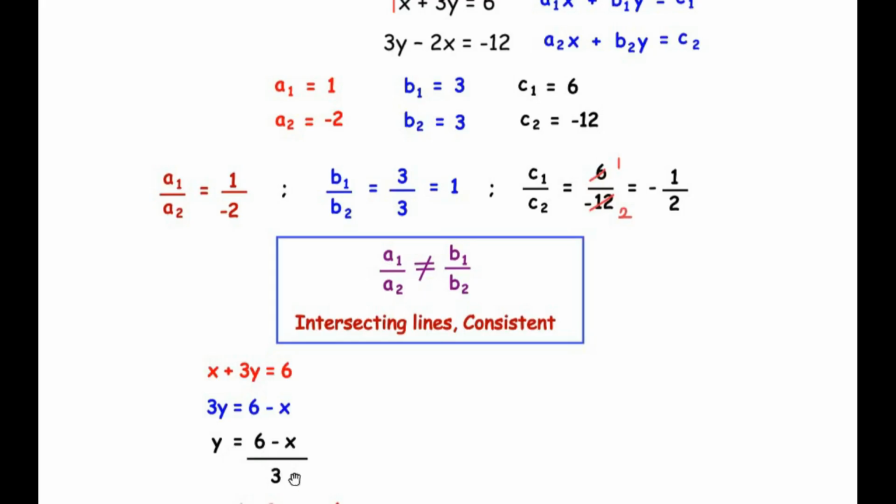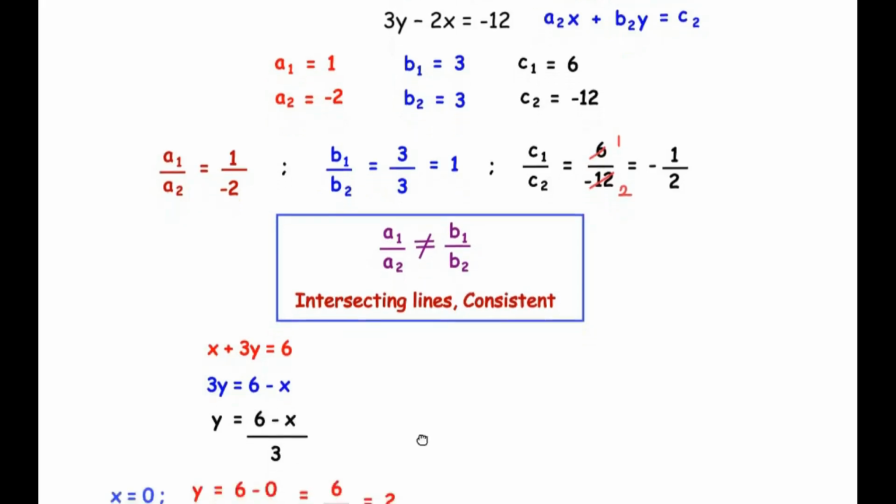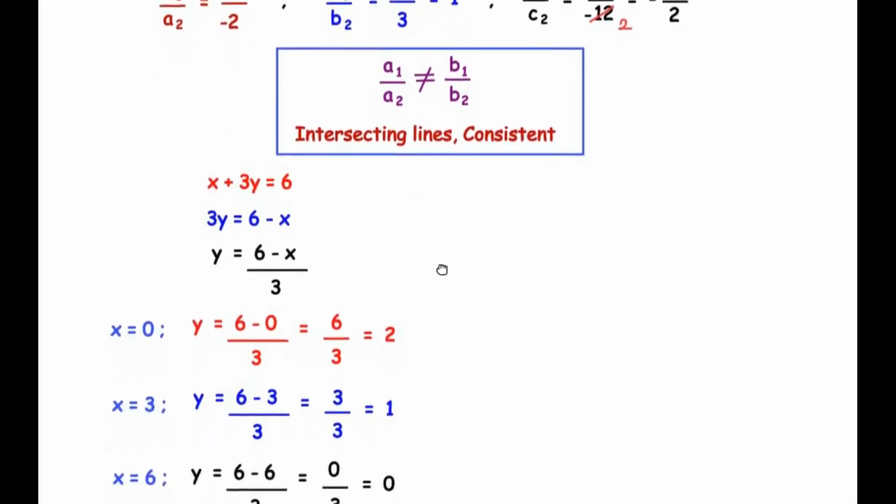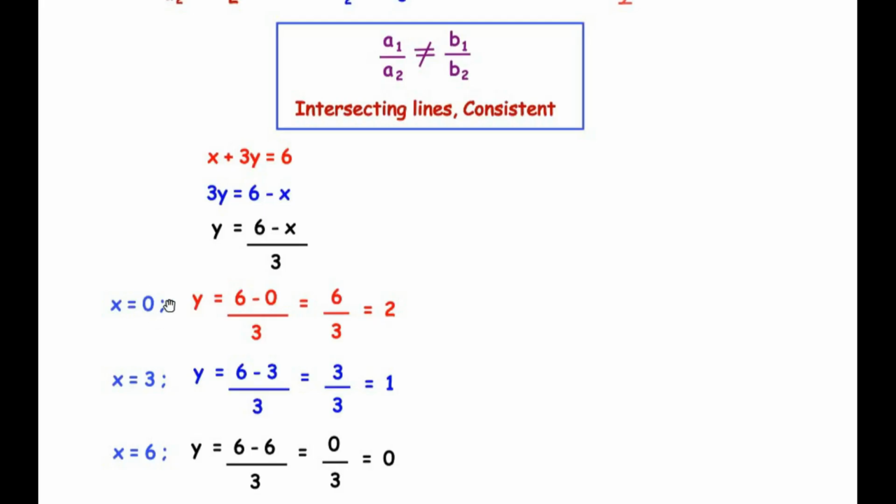So here in the denominator we have 3. So take the values of x in such a way that this numerator will be easily divisible by 3. Now here I have considered 3 values of x, that is 0, 3 and 6. You can take any values of x, but to keep it simple, take the values that will help you to divide this numerator easily by the denominator.